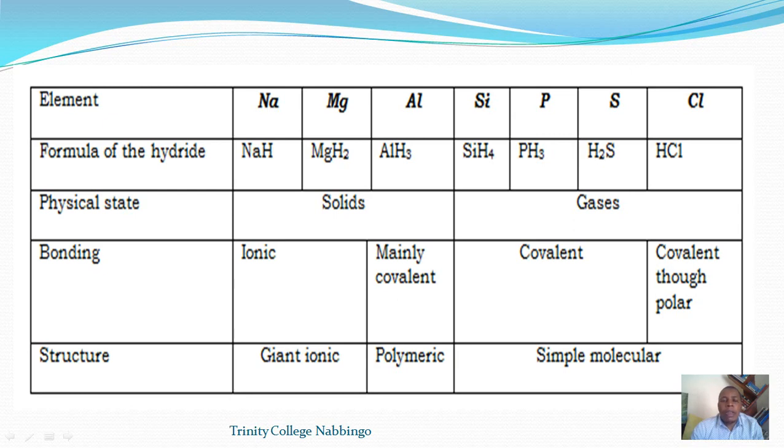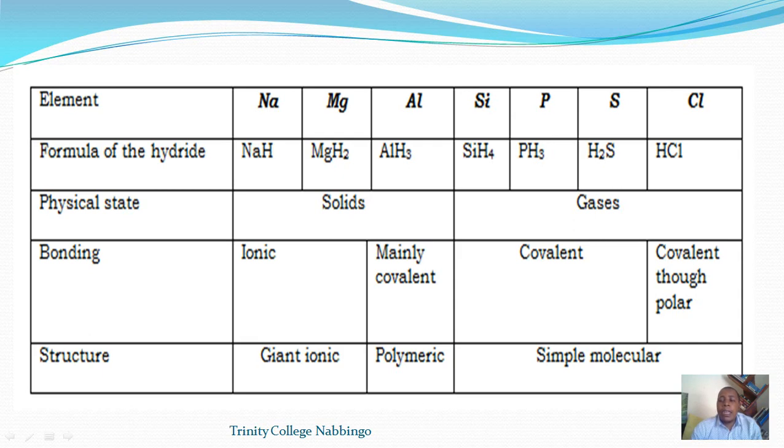Now, the state at room temperature is determined, of course, by the bonding. We note sodium and magnesium are ionic. Aluminium is mainly covalent, of course with some ionic character. We shall explain why it is mainly covalent. Then for silicon, phosphorus, and sulfur, they are covalent.